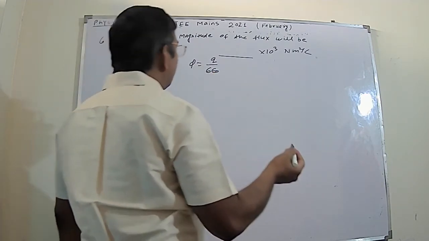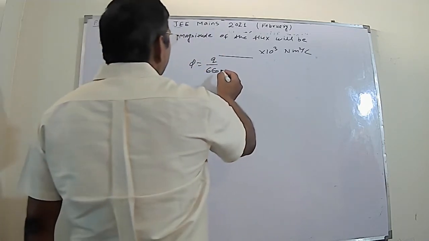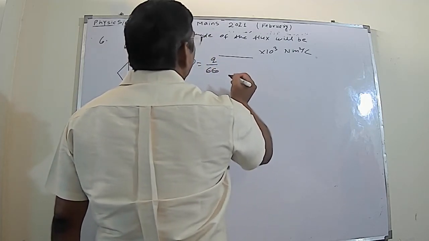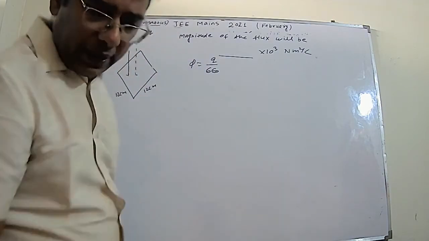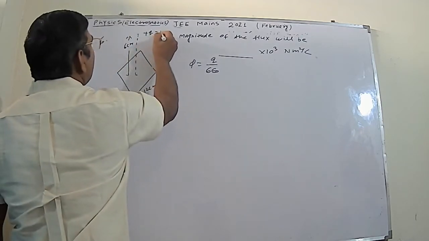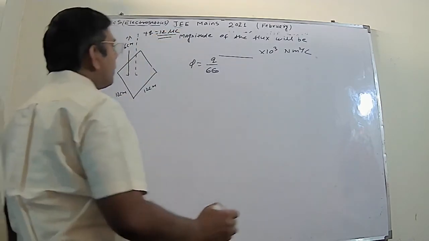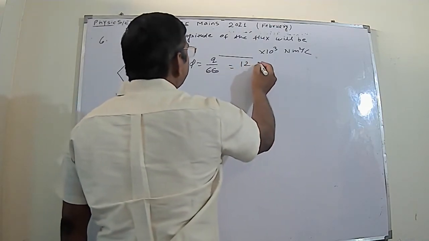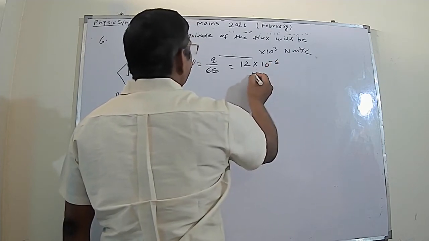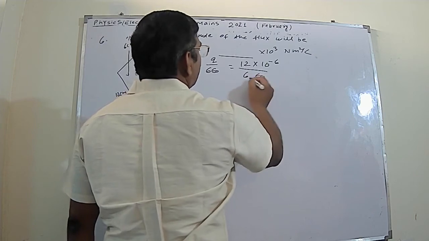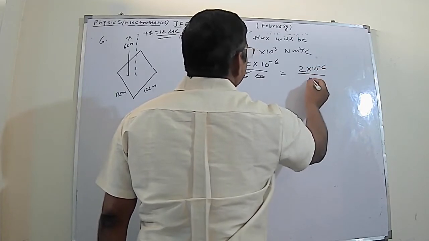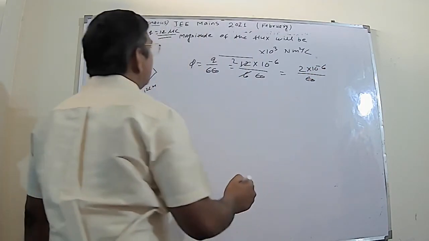So applying Gauss law, again we can write, because we know the value of Q. The value of Q is 12 microcoulomb, given. So we can take here 12 into 10 to the power minus 6, divided by 6 epsilon naught. So this will be 2 into 10 to the power minus 6 divided by epsilon naught.